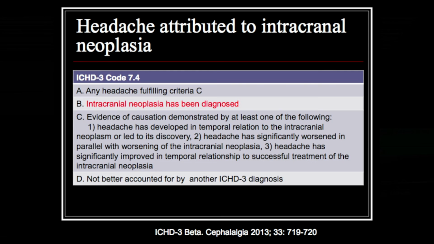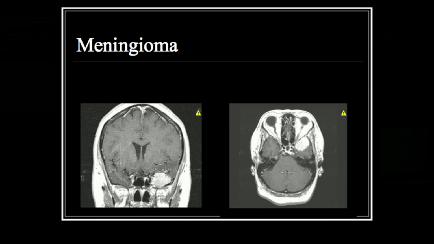There's also headache attributed to intracranial neoplasm. So this is basically a headache attributed to a brain cancer, either a primary or a metastatic disease of the brain. In this case, just like with the other disorders, it has to be diagnosed, and then there has to be some evidence of causation between the tumor and the headache disorder, and you can read the criteria that are on the slide. Just an example of a meningioma. You can see that in the white on the slide.